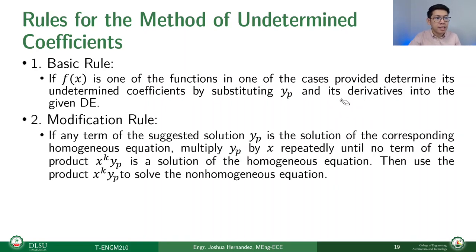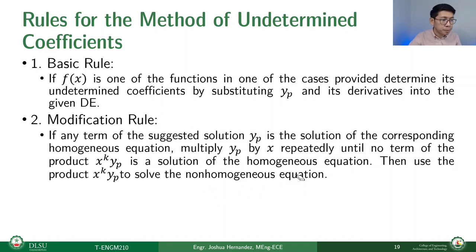Okay? Second is what we call the modification rule. It says that if any term of the suggested solution y sub p is a solution of the corresponding homogeneous equation, then you multiply y sub p by x repeatedly until no term of the product, x raised to k y sub p, is a solution of the homogeneous equation. Then, use the product x raised to k y sub p to solve the non-homogeneous equation.